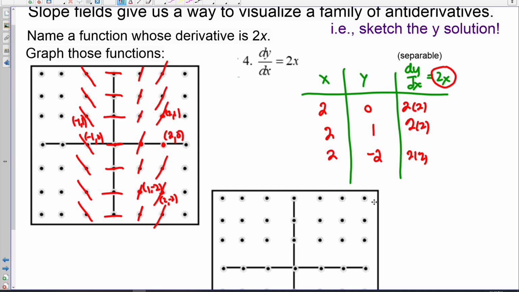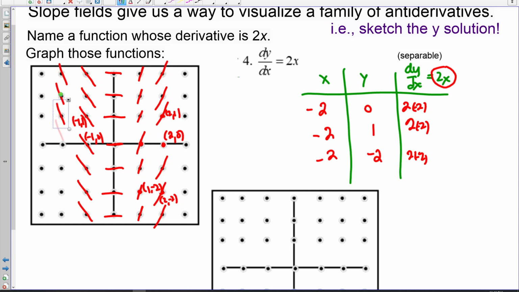What would happen if the x value were negative 2? Then these values here would all be negative 4. So what would a slope of negative 4 look like? Something like that. This would be duplicated here.